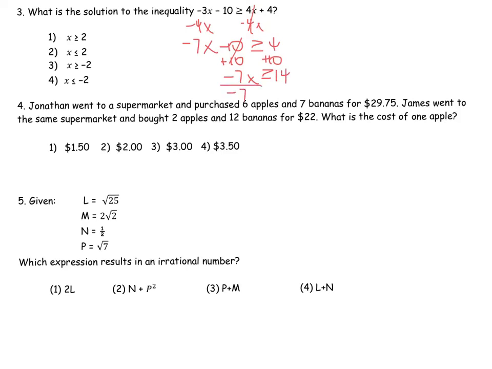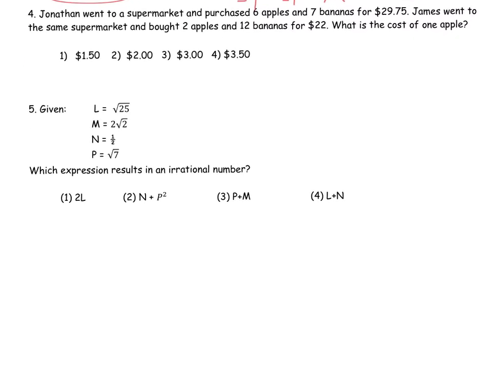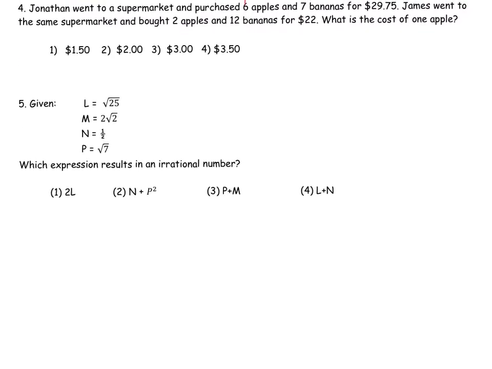Divide both sides by -7. Now, I'm dividing by a negative, so that means we have to switch. x is less than or equal to -2. That's choice 4. Next one, Jonathan went to the supermarket and purchased 6 apples and 7 bananas.